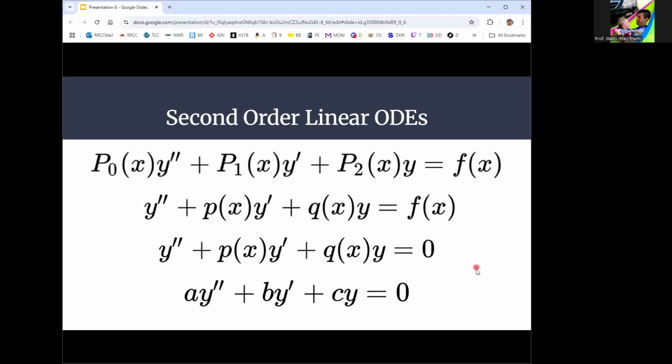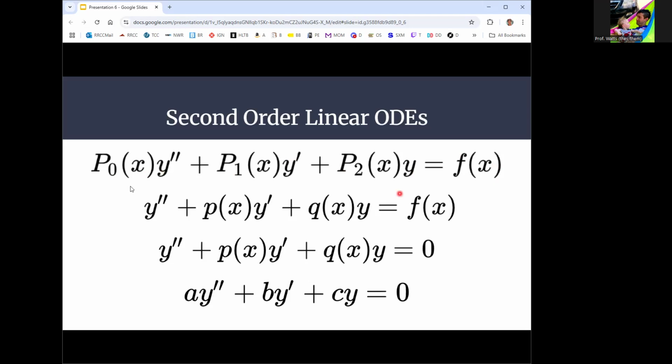For restricting to linear second order ordinary differential equations, we have a general formula in the book where we identify the coefficient functions with a capital P and subscripts. So P0 of x is the coefficient function in front of y double prime, P1 in front of y prime, and P2 in front of y. And then still using f for our right-hand side forcing function.